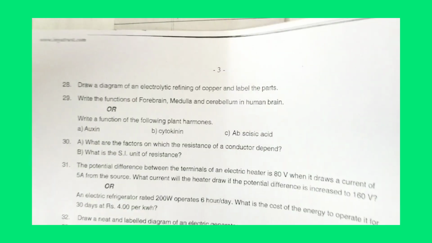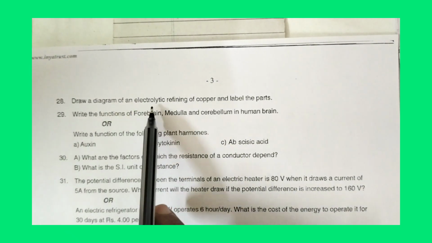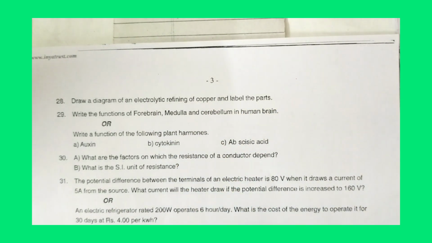After this, let us move to the next question, that is question number 28. The 28th question is: draw a diagram of an electrolytic refining of copper and label the parts. So we have to draw electrolytic refining of copper and label it. Now let us move to question number 29.